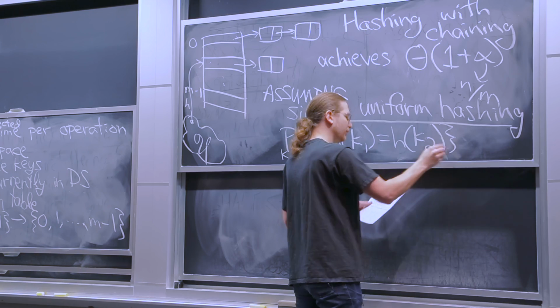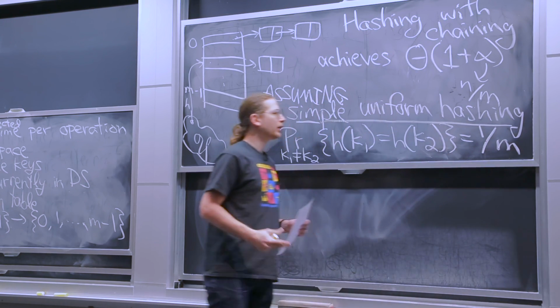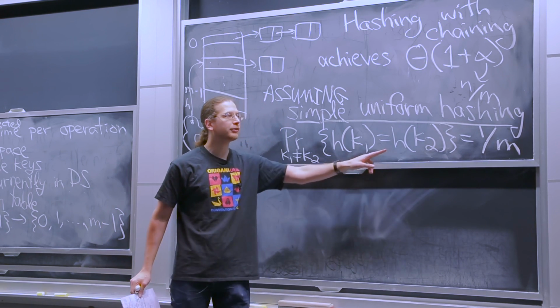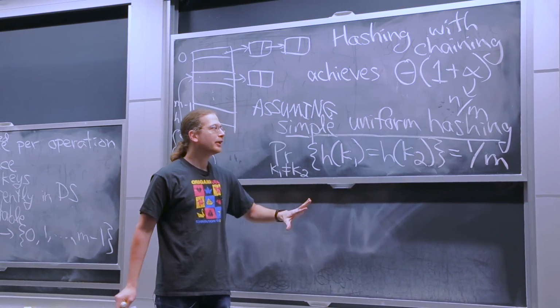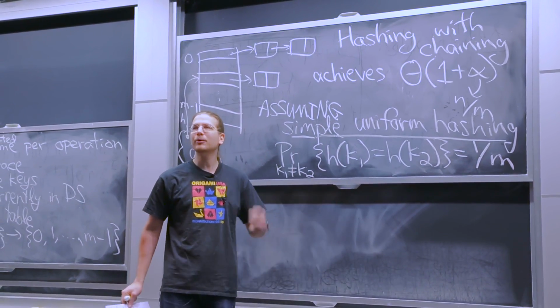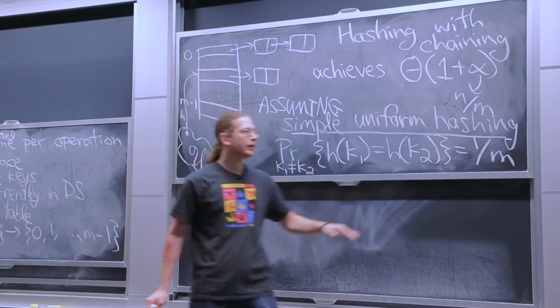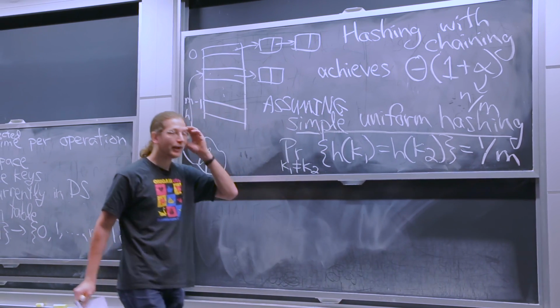And good means this: I want the probability of two distinct keys mapping to the same slot to be 1 over m. There are m slots. If everything was completely random, if h was basically choosing a random number for every key, then that's what we would expect to happen. So this is like the idealized scenario.